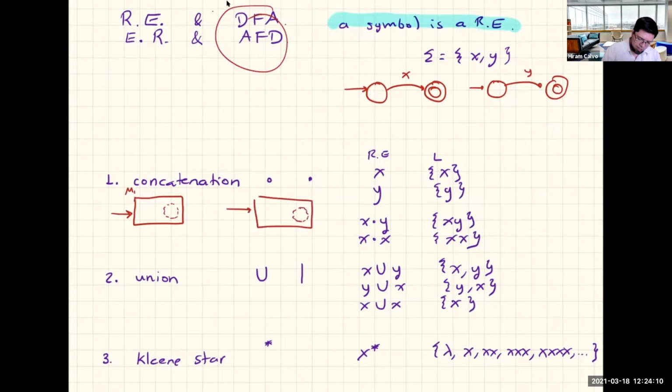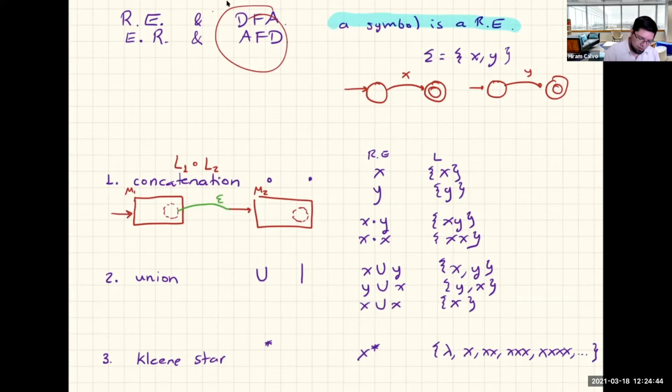So this is machine 1, machine 2. If we want to concatenate the language of machine 1 with the language of machine 2, then what we have to do is modify both machines so that the final state of machine 1 is connected to the beginning of machine 2 by using an epsilon. We will do some exercises related to this afterwards. Now it's like the general way of doing it.